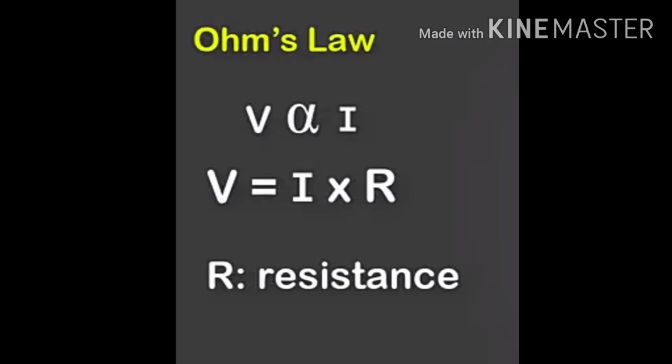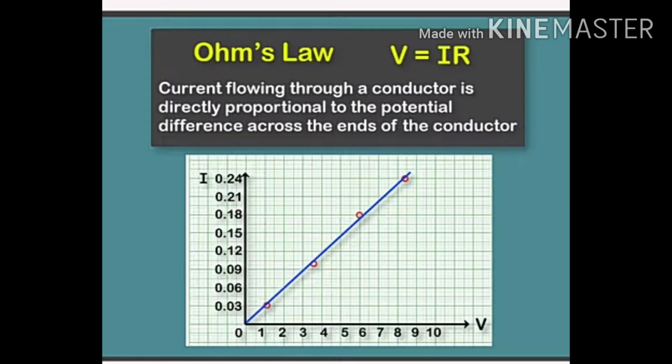Let us write Ohm's law symbolically. That is, V is proportional to I, or V is equal to I into R. Here R is the constant which replaces the proportionality symbol. R is nothing but resistance. So V is equal to I into R. So Ohm's law is given by V is equal to I into R. That is, current flowing through a conductor is directly proportional to the potential difference across the ends of the conductor. And you can see the graphical representation of Ohm's law.